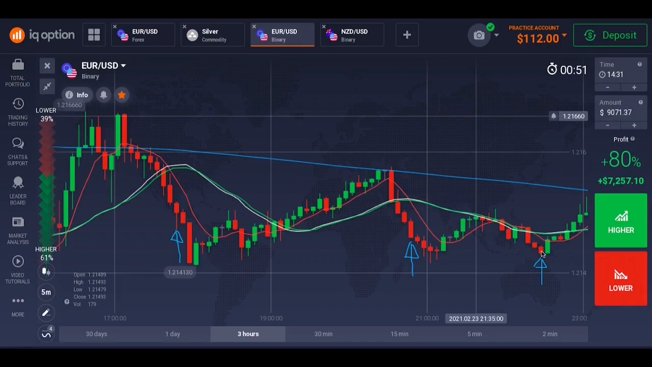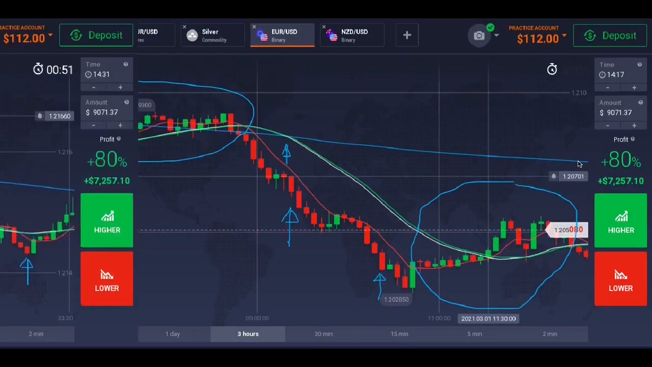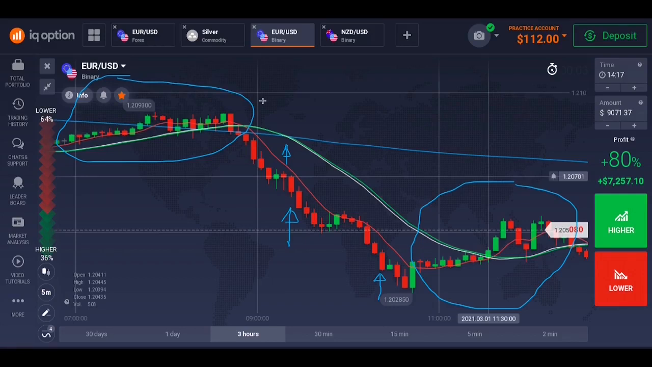So I'll be showing you how to sell again with this strategy. This is another chart. How do you sell? You wait for this red moving average, green moving average, and the white moving average to cross this blue moving average. After they cross it, then you sell. After this red crosses, you wait for this green and white to cross. After the green and white cross here, then you sell immediately. You won, you're in the money.